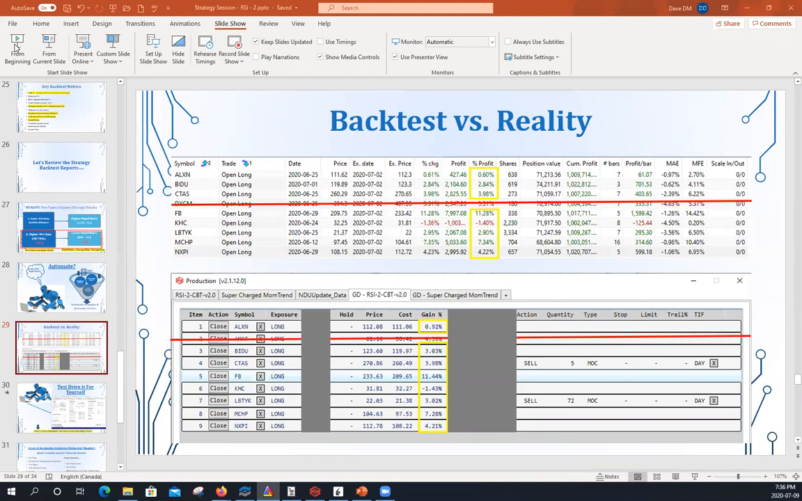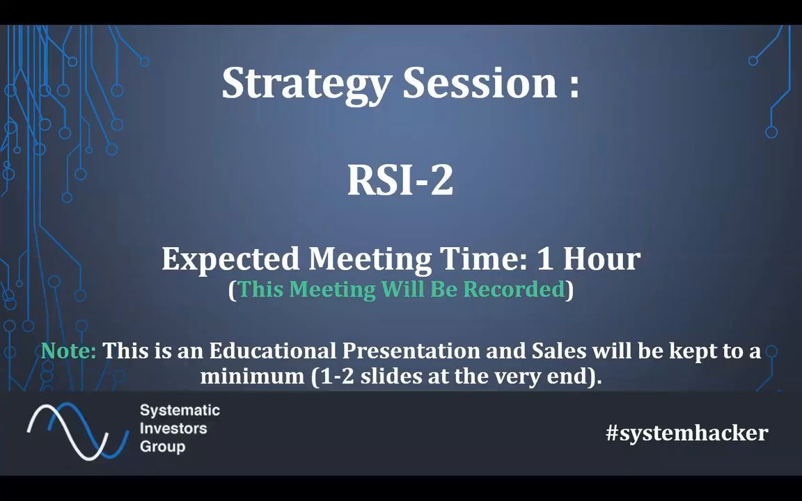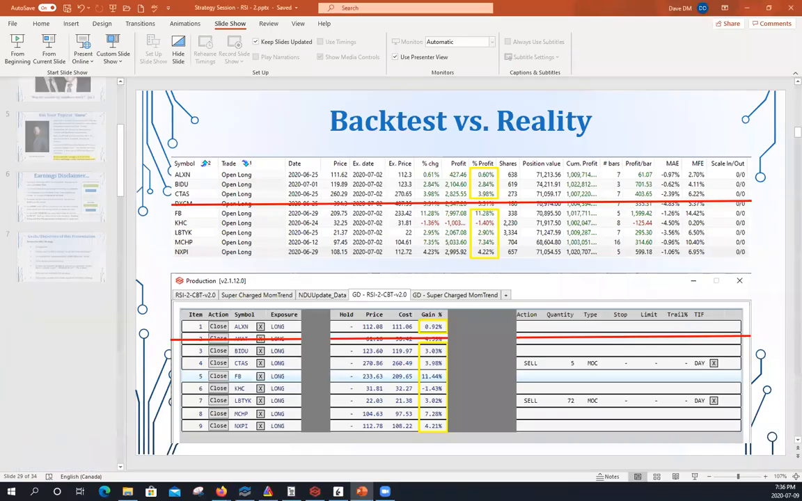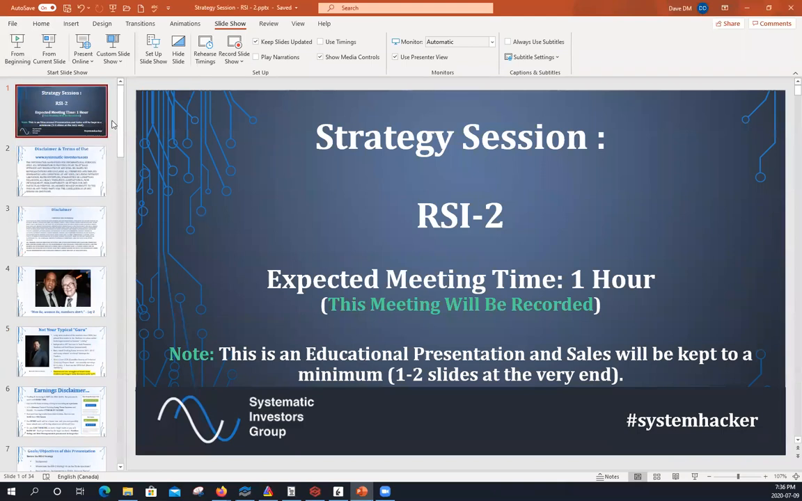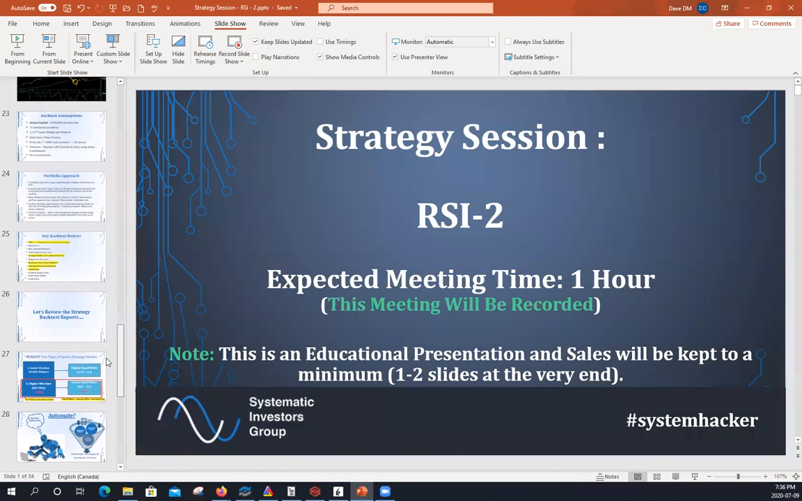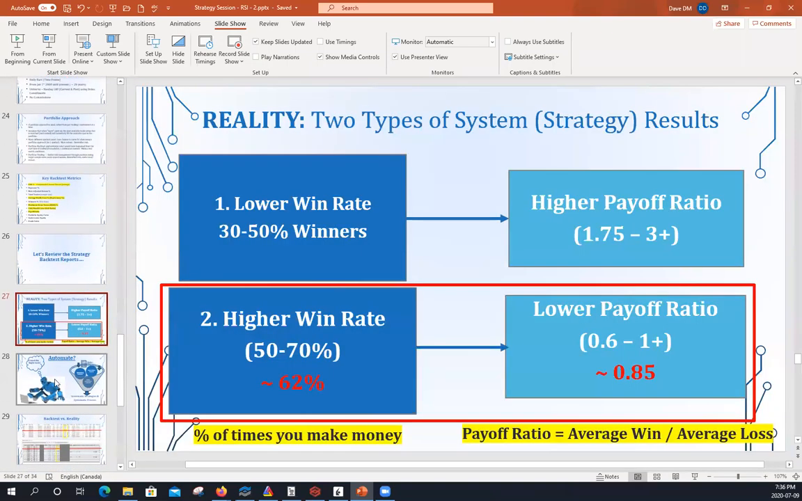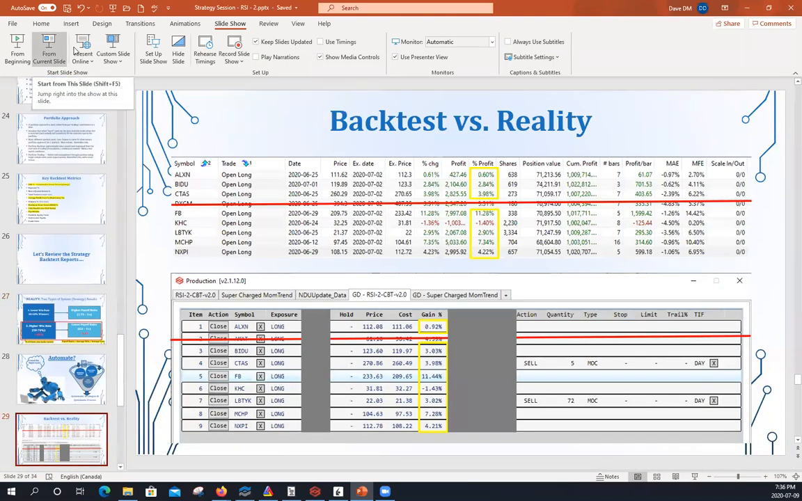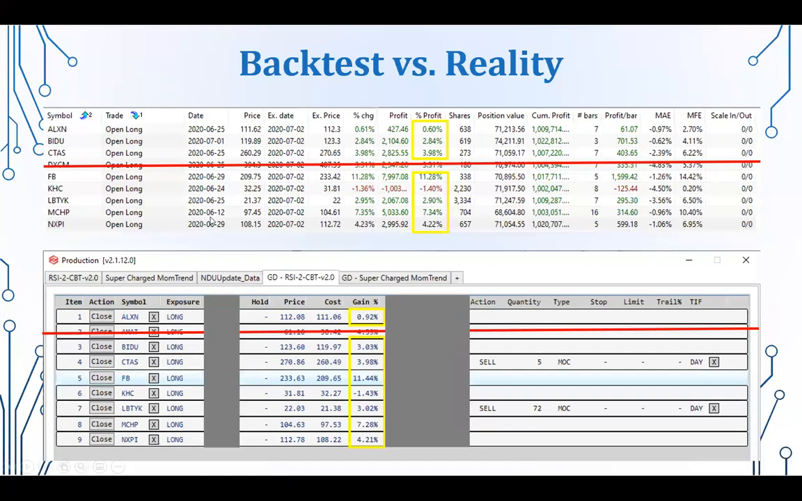For those that are interested in trade automation, this is a good example to look at the backtest versus the reality.